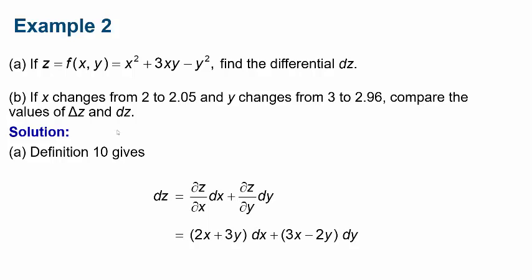All right, first off, let's find the total differential. So dz is the partial derivative of z with respect to x times dx, plus the partial derivative of z with respect to y times dy. We see the partial derivative of this function with respect to x is 2x plus 3y times dx, plus the partial derivative with respect to y, which is just 3x minus 2y, times dy. So this right here is my total differential, my differential dz.